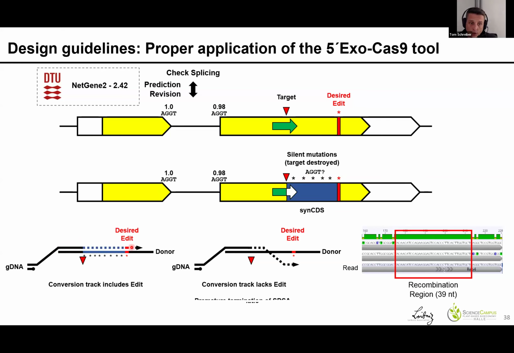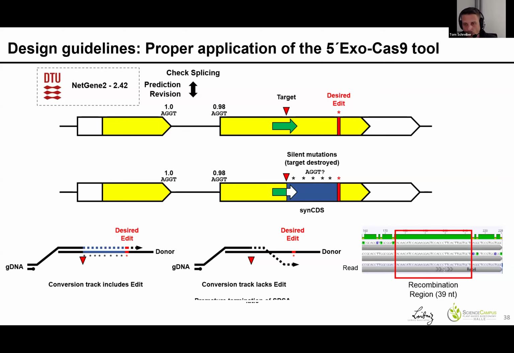Because we know 250 base pairs of identical sequence between the donor and the genomic DNA is already a super strong homology arm and can lead to abortion of this process. And then you have a conversion track that lacks the edit. So in order to force this through to the edit, I recommend putting some mismatches here. What I usually do is put a mismatch every 10 nucleotides.